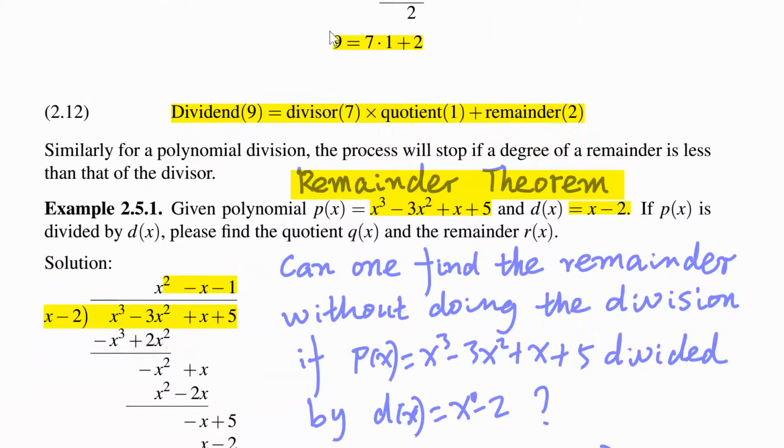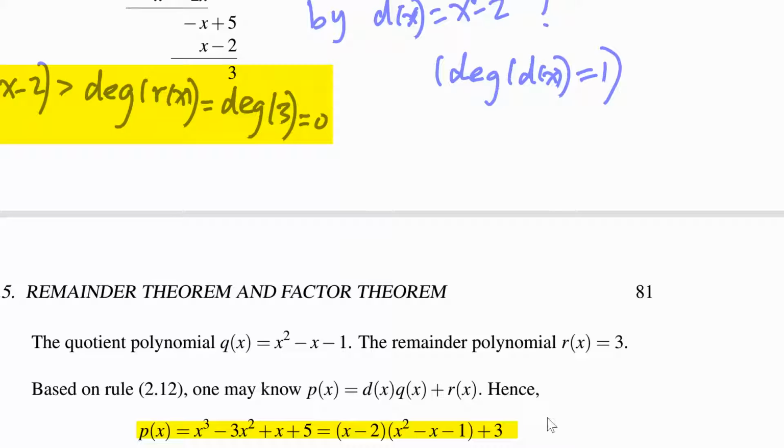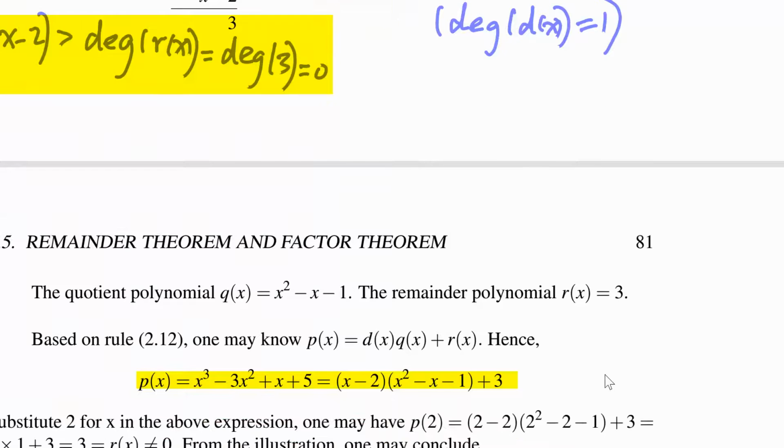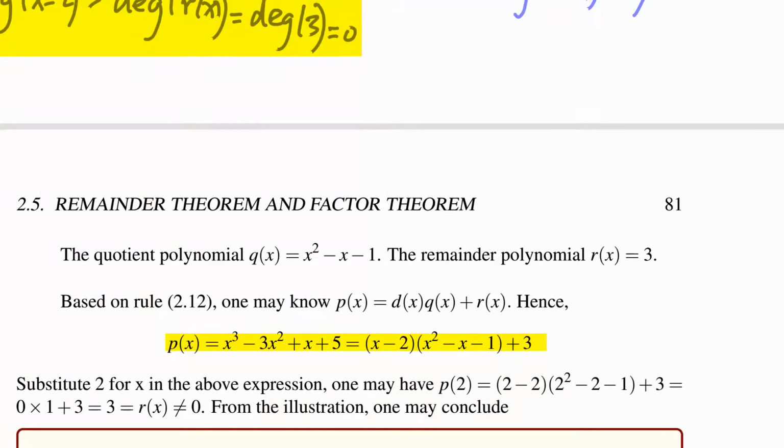Similar to the expression we did here, we can do the same thing. After we write P of x, any polynomial, in this way, since the divisor has degree 1, the remainder will be a constant, and we have found this quotient. So, the quotient times the divisor plus the remainder will be the original P of x.